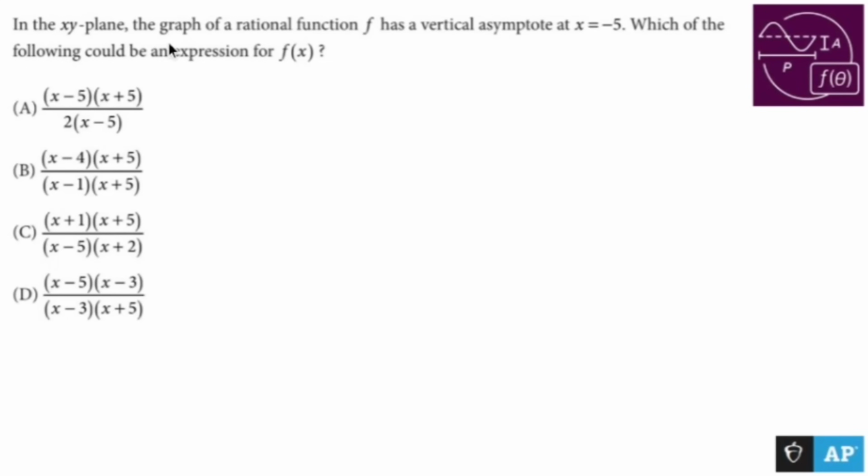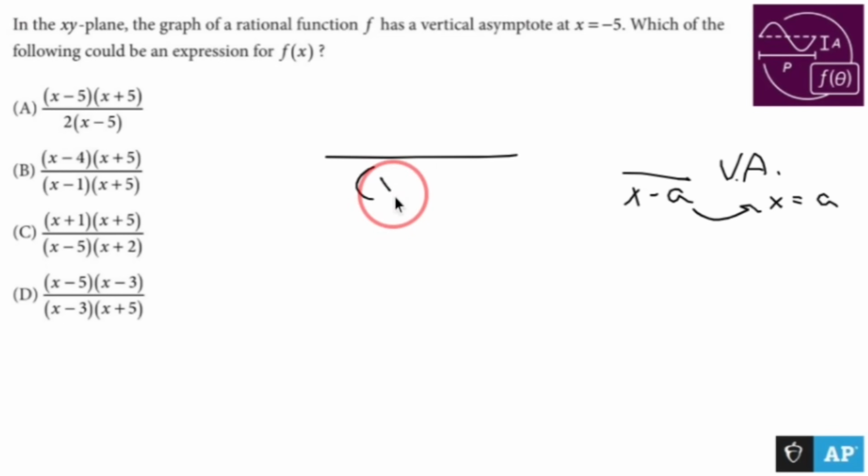In the xy plane, the graph of a rational function f has a vertical asymptote at x equals -5. For what it's worth, vertical asymptotes exist when you have something like an a in the denominator. An a in the denominator would make that disappear. So when I see something like that and it's telling me something about vertical asymptotes at x equals -5, I need the opposite, x plus 5.